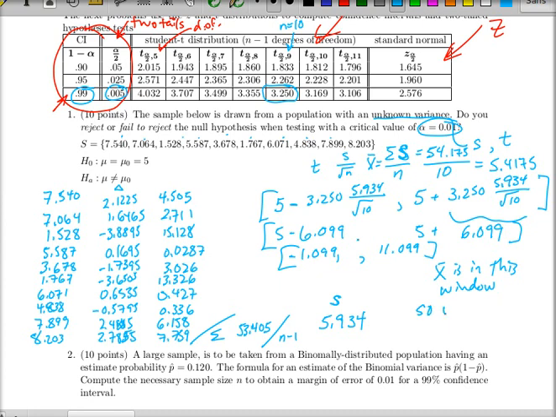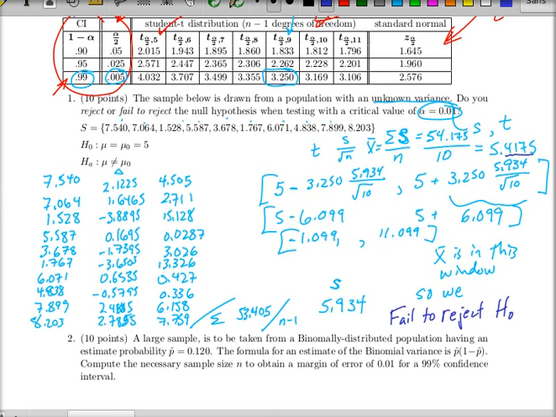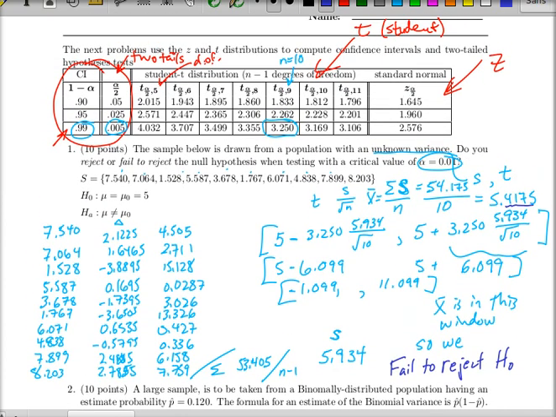So this is the key thing here, fail to reject the null hypothesis, because we don't have data that's far enough away from the hypothesis. It's away by a little bit, away from 5, but not by nearly enough for a sample size of 10. All right.